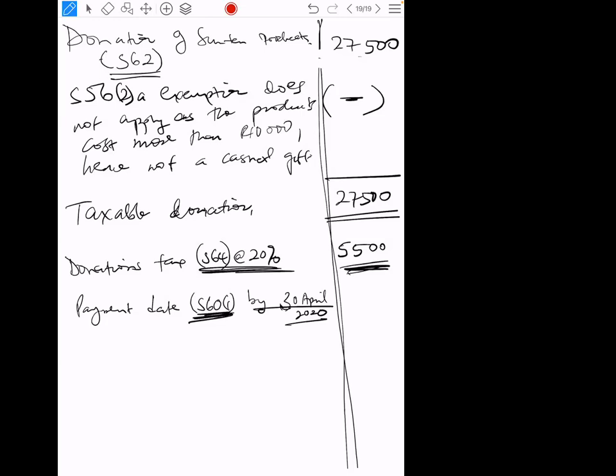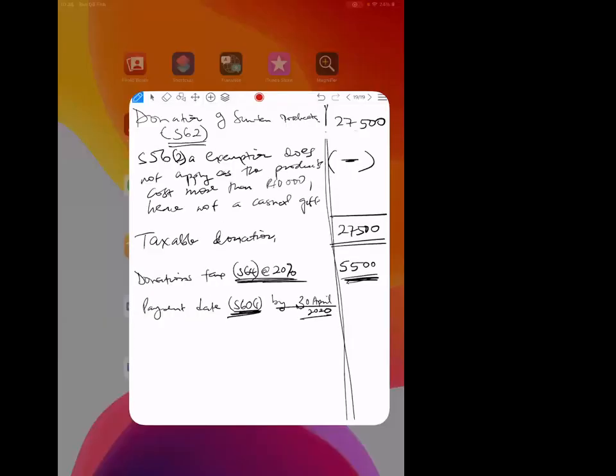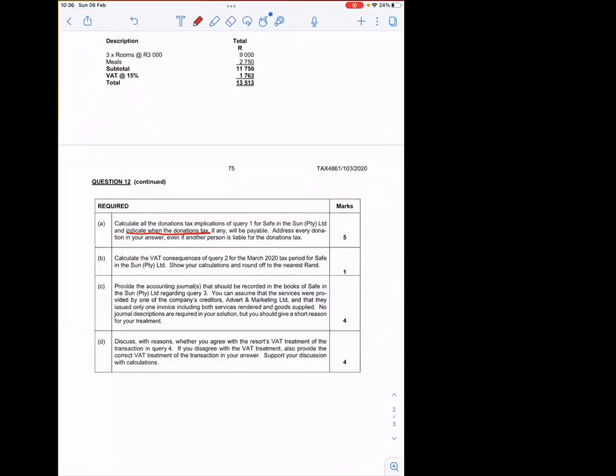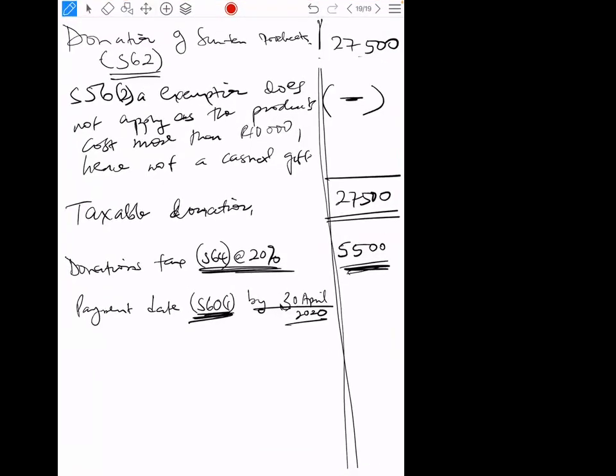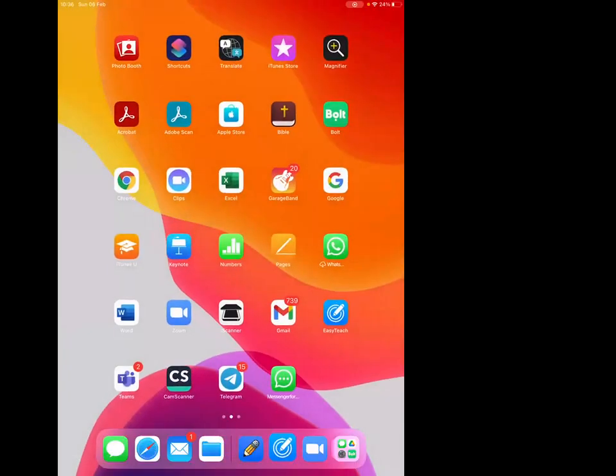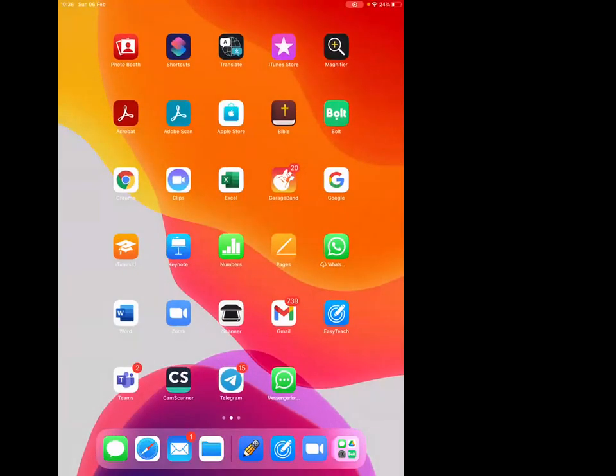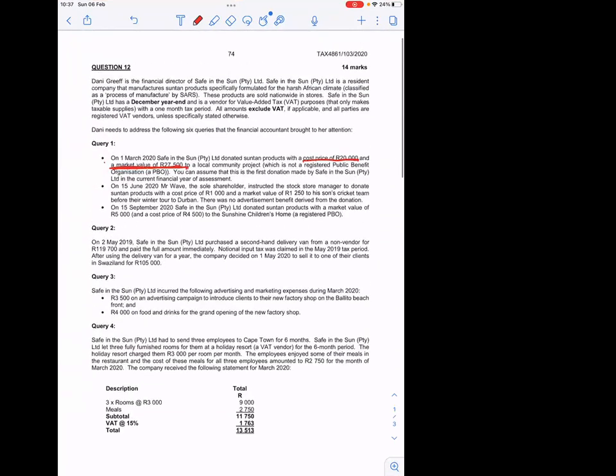Are we together, good people? Make sure you address your required in full. Are we required to do anything? Address every donation in your answer, even if another person is liable. So where another person is liable, we'll address it, and we need to state the fact that for this one, someone else will be liable. So are we fine with the calculation? Yes. All right, we move on. That was the first donation there. Donation tax is calculated by donation. Keep that in mind.